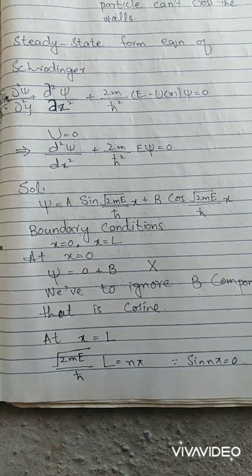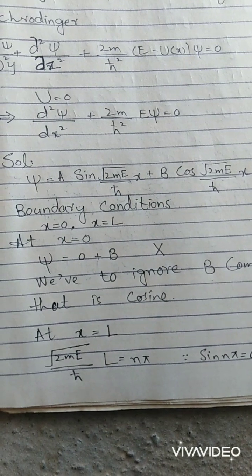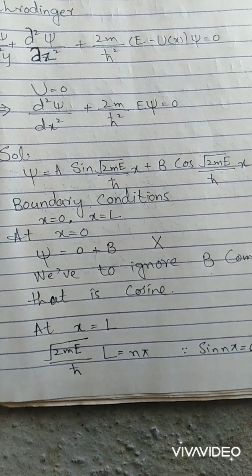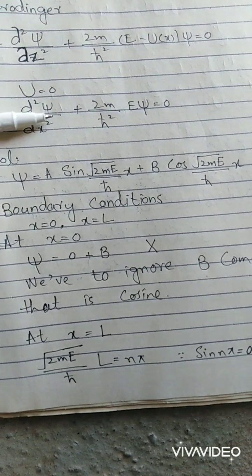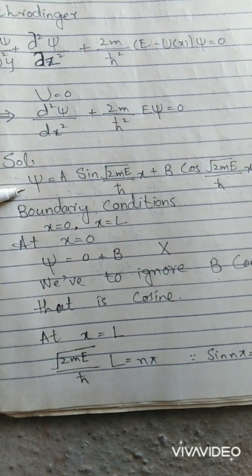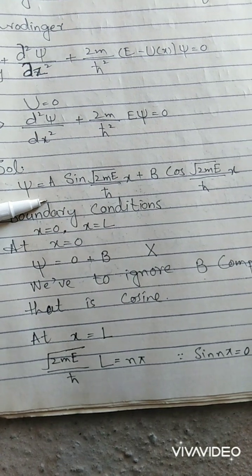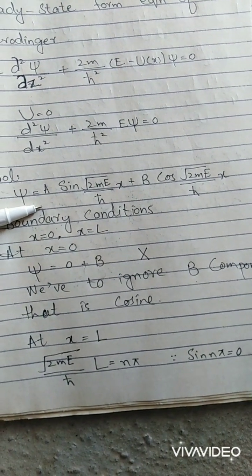Okay, solution of the equation we have got before, d square psi over dx square plus 2m over h cut square E psi equal to 0. The solution is psi equal to A sin(square root of 2mE over h cut x) plus B cos(square root of 2mE over h cut x).